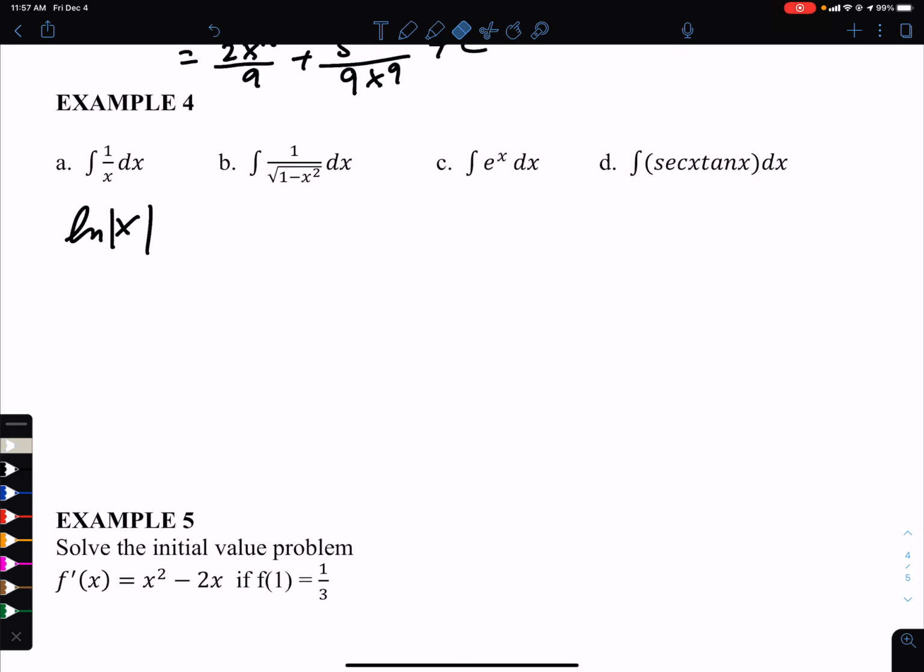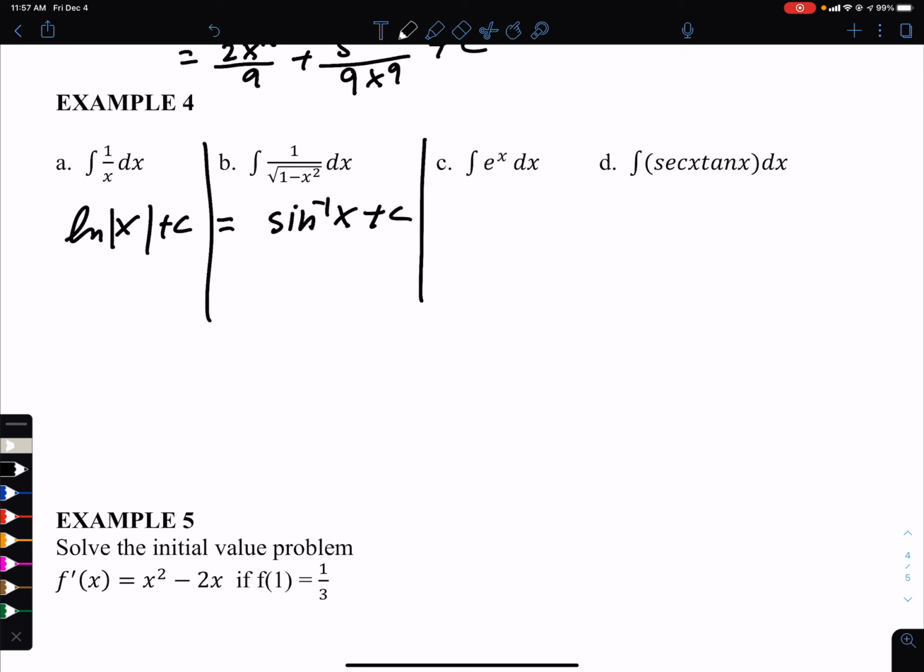All right, B, what is the answer to that? The derivative of what is that? And if you remember, it's arc sine x. I forgot my plus c on that one, by the way. Yeah, derivative of arc sine is that. And that's just memorizing.